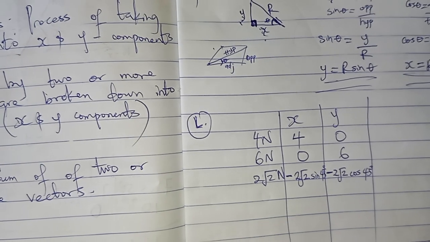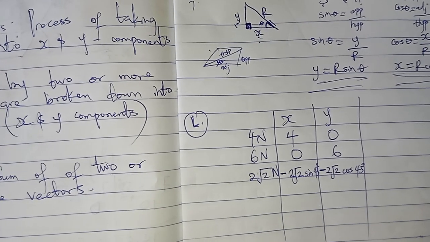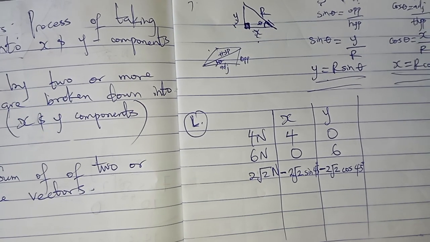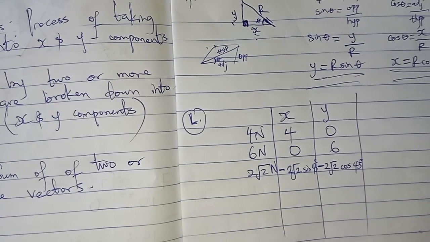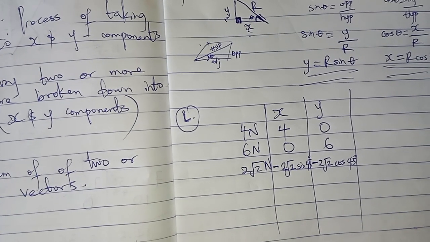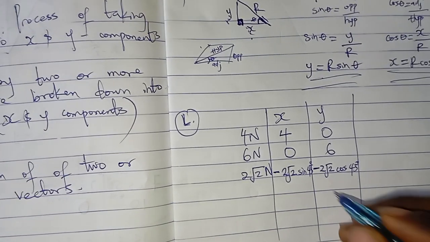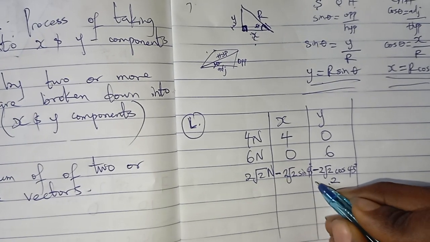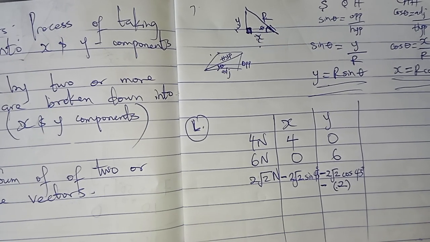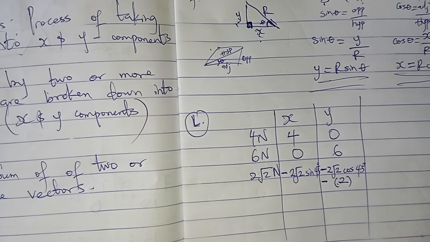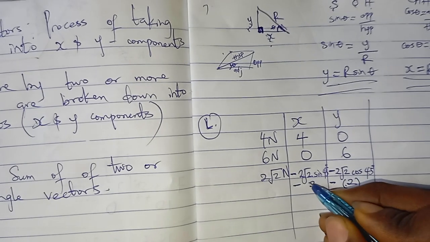So we have 2 root 2 cos 45. We get 2. And notice that we also have minus here. So minus 2. Then let's do 2 root 2 sine 45. It should give us the same thing. We get 2, but notice that there's minus here.